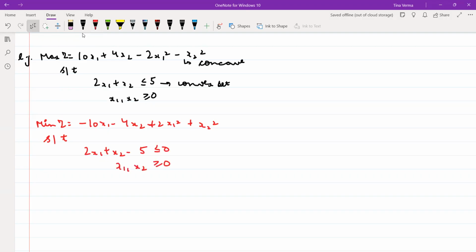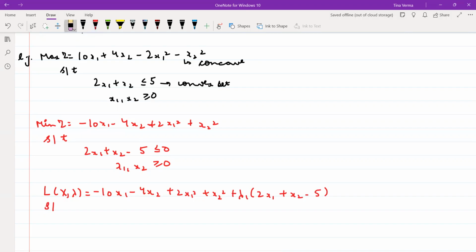So you can construct your Lagrange multiplier function L(x, lambda), which will be minus 10x1 minus 4x2 plus 2x1 square plus x2 square plus lambda 1 times (2x1 plus x2 minus 5), right? This is the Lagrange function. Next, you have to write the KKT conditions.